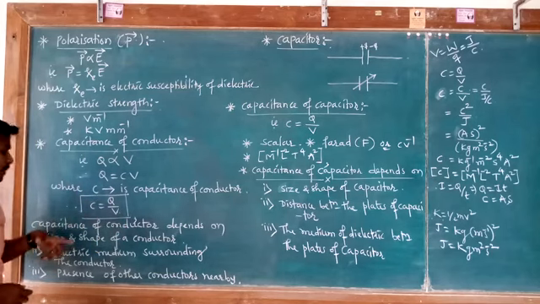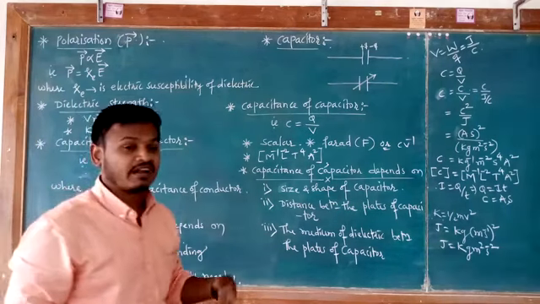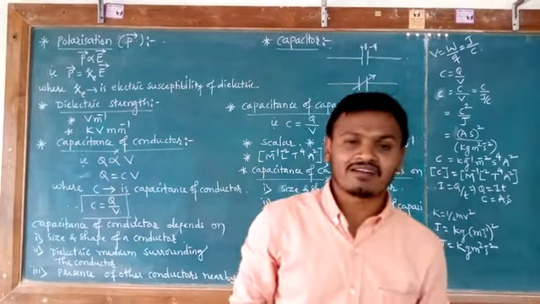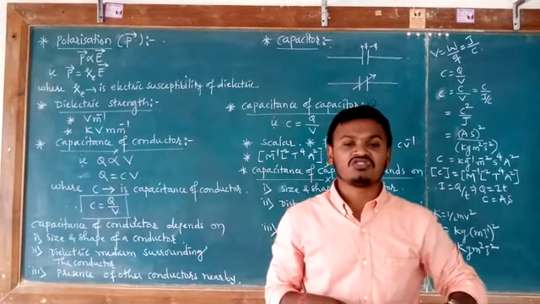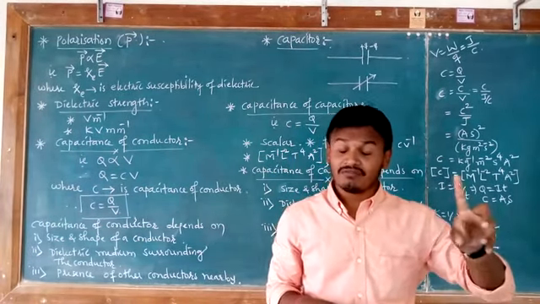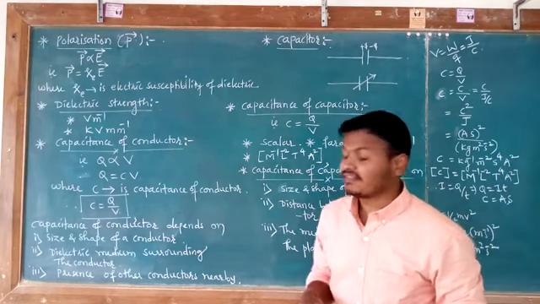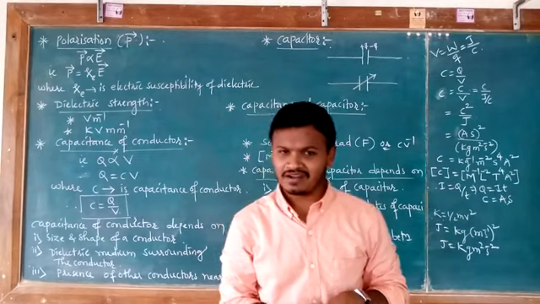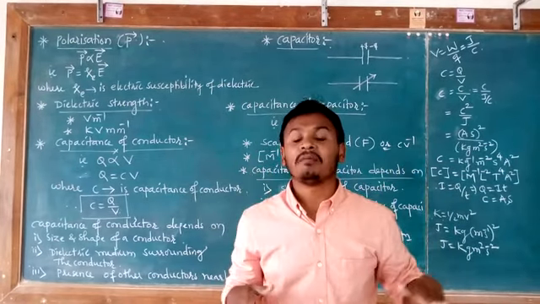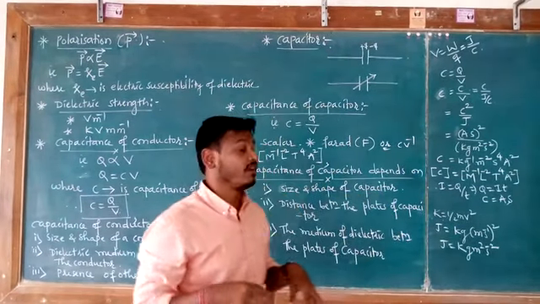The next parameter: the capacitance of a conductor mainly depends upon three factors. The first factor is the size and shape of the conductor. The second one is the dielectric medium surrounding the conductor. And the third one is the presence of nearby conductors. These are some of the basic factors on which the capacitance of a conductor depends.